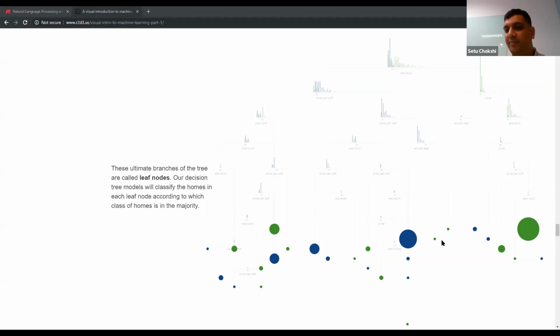But there's one problem with this. Can you see what problems you are going to get by going down to a point where your node becomes pure? Post your answers on Slack.